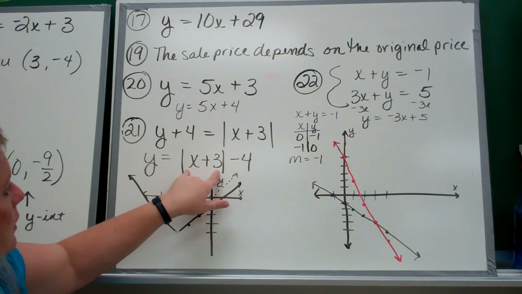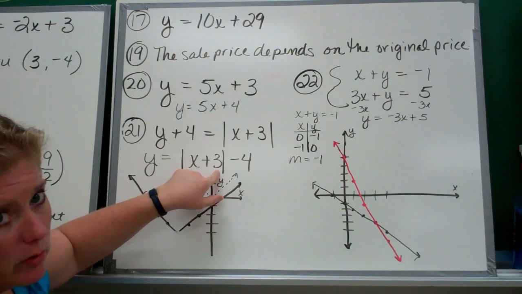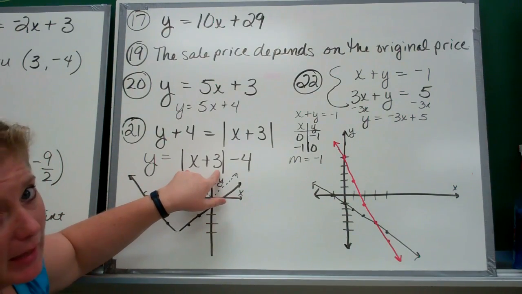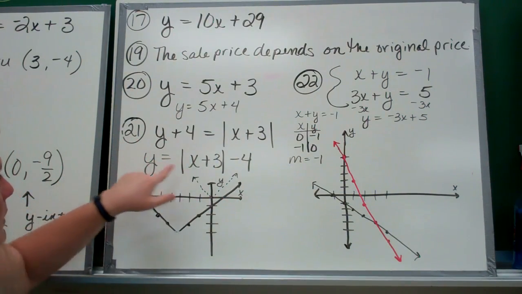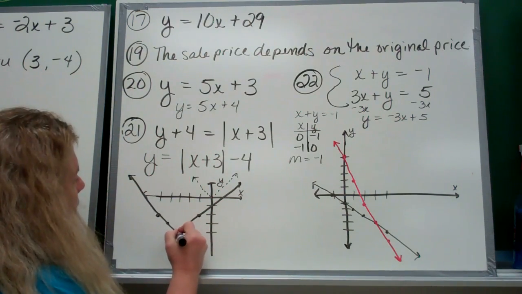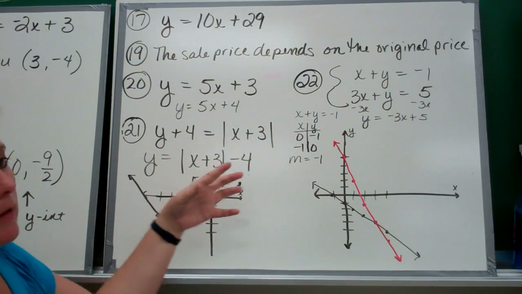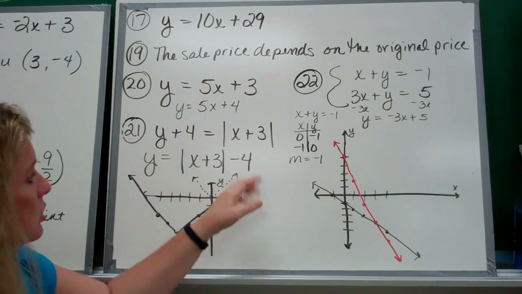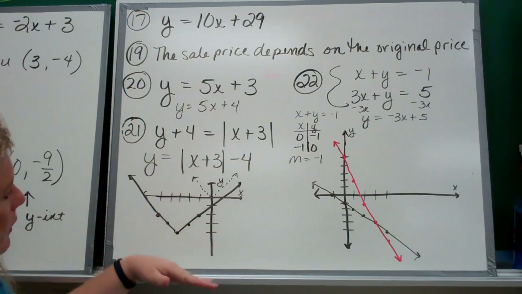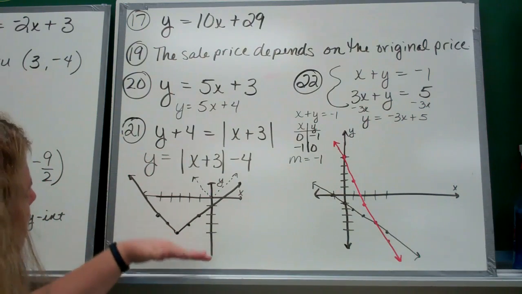Inside the absolute value, this is your horizontal change, and it's the opposite. Remember, good twin, bad twin? x is the bad twin because it does the opposite of what you expect. This is plus 3, so it's going to move in the negative direction. And then this is negative 4. That is going to be your vertical change. Things outside change vertically. So y is the good twin. It does exactly what you expect. You move it down 4.